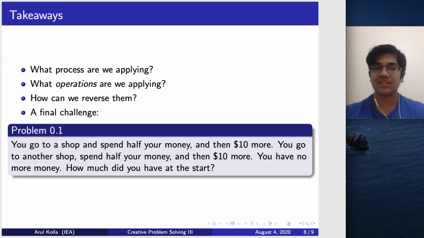And here's a final challenge based on these ideas. So you go to a shop and spend half your money and then $10 more. You go to another shop, spend half your money, and then $10 more. You have no more money. So how much money did you have at the start?